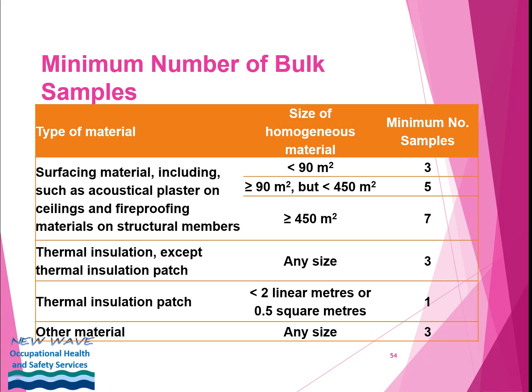As a result, for example, if your building has 5 different types of ceiling tiles, you must treat all 5 separately. As the tiles fall under other material, you must take at least 3 samples from each type of tile.